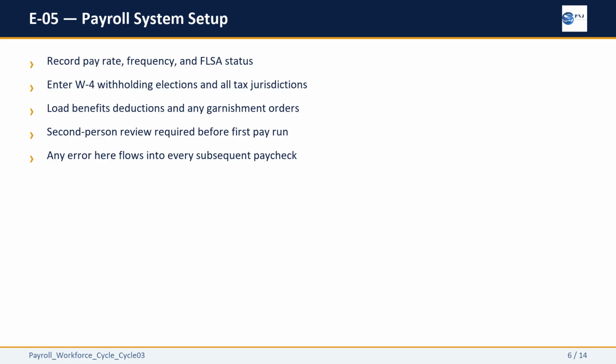The payroll master record is the single source of truth for every paycheck the employee will ever receive. It must include pay rate, pay frequency, FLSA classification, W-4 elections, state and local tax jurisdictions, benefits deductions, and any existing garnishment orders. A second person who did not build the record must review it in full before the first pay run. This is not optional. An error in the master record compounds with every payroll cycle, so catching mistakes here saves enormous cleanup work later.